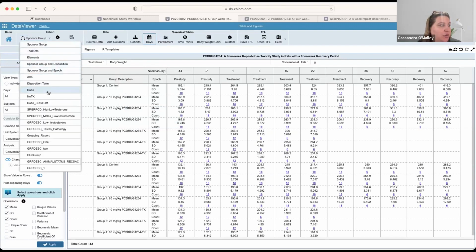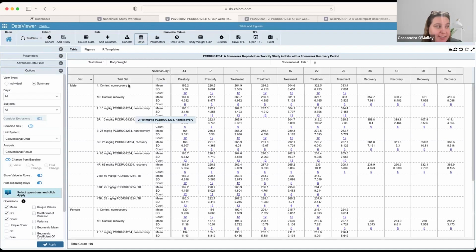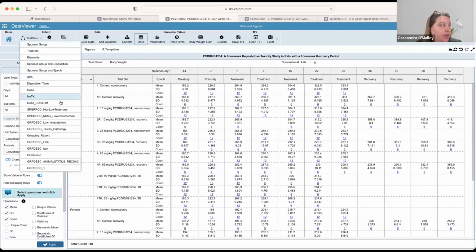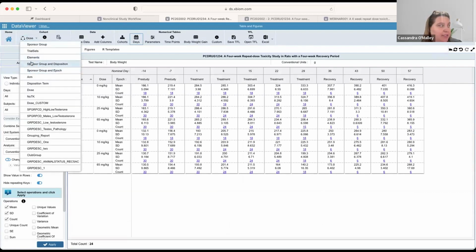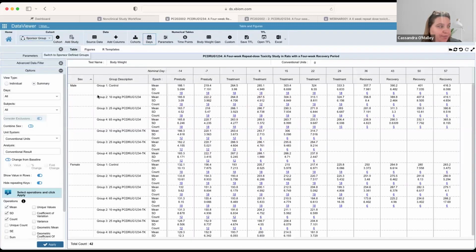So if I wanted to, right now, this is separated by the dose and the TK status, but I could also separate it into the trial sets. And this gives me information in the non-recovery, non-TK group, the recovery group, and the TK group. I can also split it out just by dose, and this would combine all of them regardless of their recovery or TK status. But I will go back to the sponsor group.